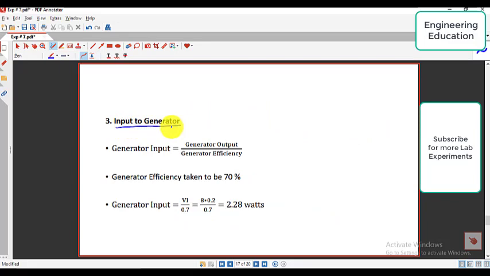Now input to the generator. How we find input to the generator? Generator input is equal to generator output divided by generator efficiency. Generator efficiency is defined like this: generator output divided by generator input. So in this case we take the ratio of powers. So to find the generator input, we will divide the generator output by the generator efficiency.